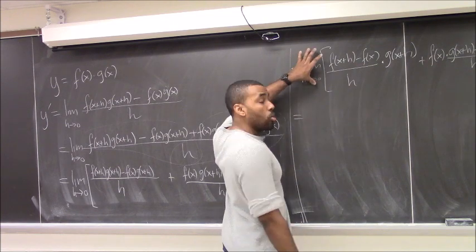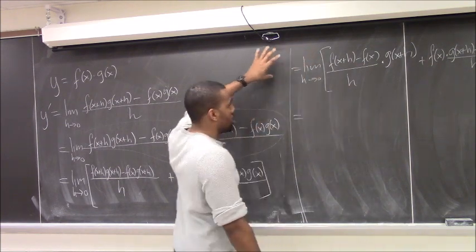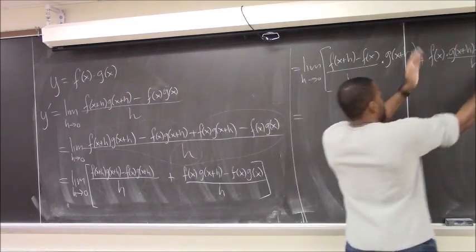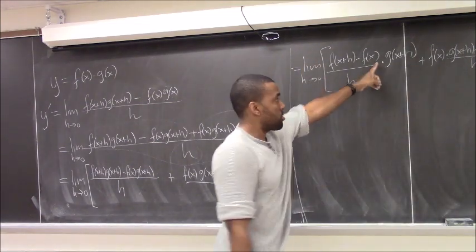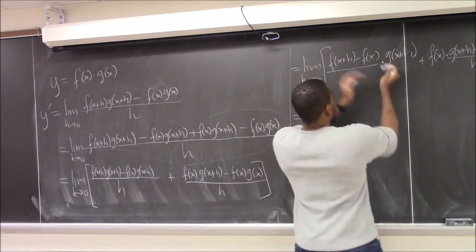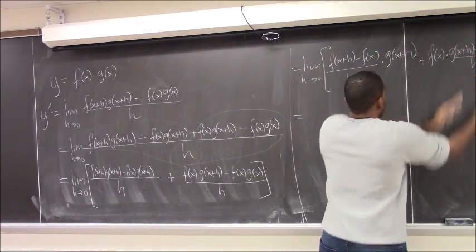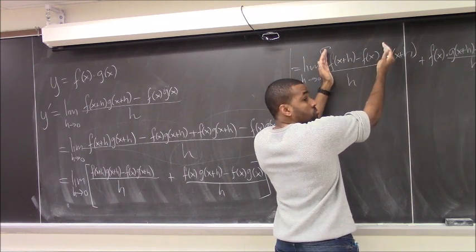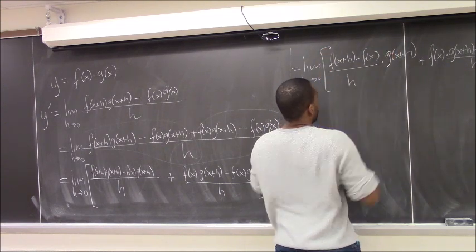I know limits distribute across both sums and products. I know the limit of a sum is the sum of the limits, so I can take the limit of this and the limit of that. I also know that the limit of a product is the product of the limits, so I can take the limit of this and the limit of that separately. What's the limit as h approaches 0 of this? F of x. Hmm? It's not f of x.